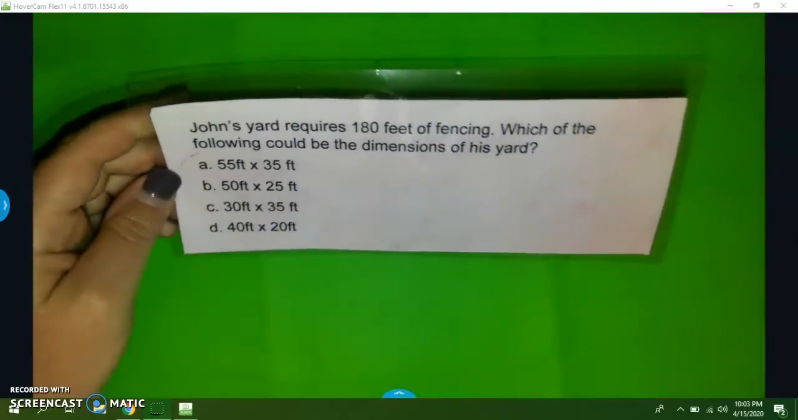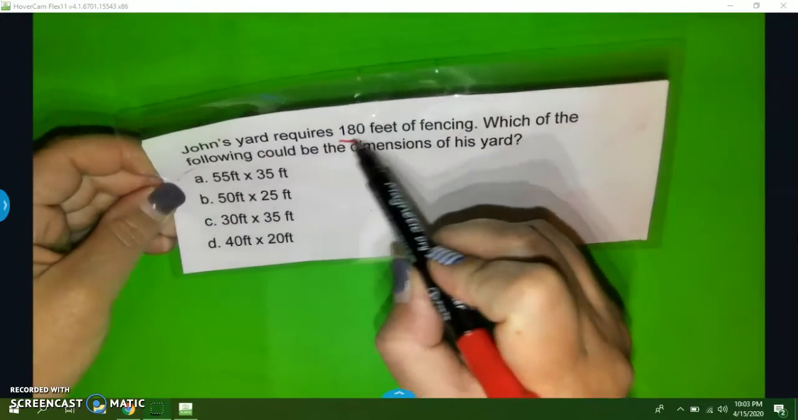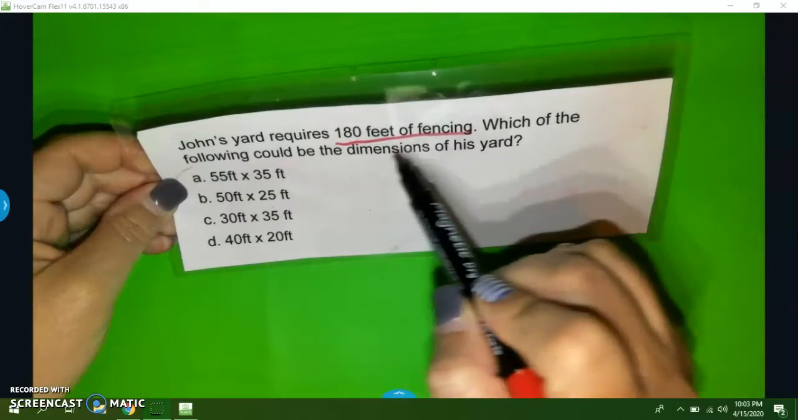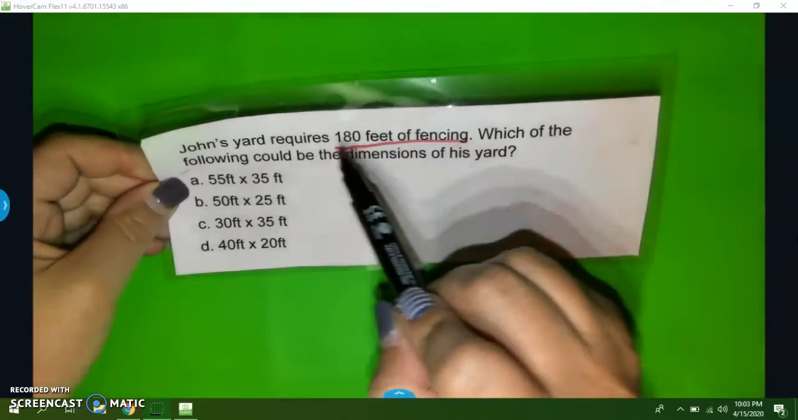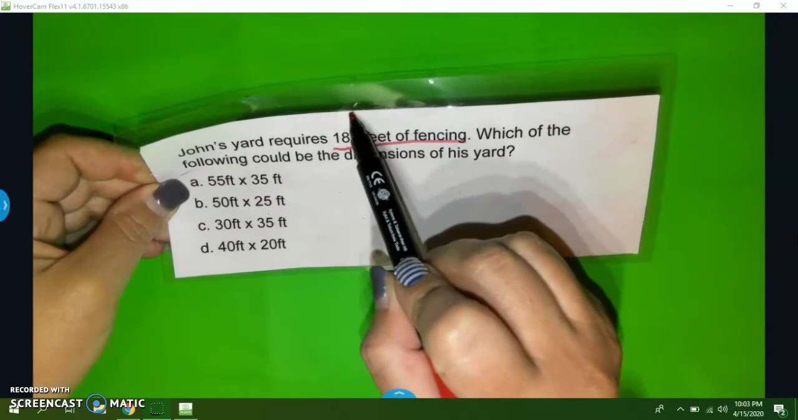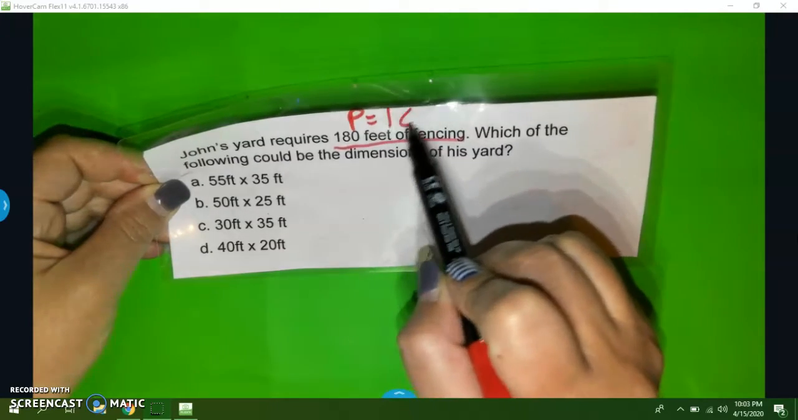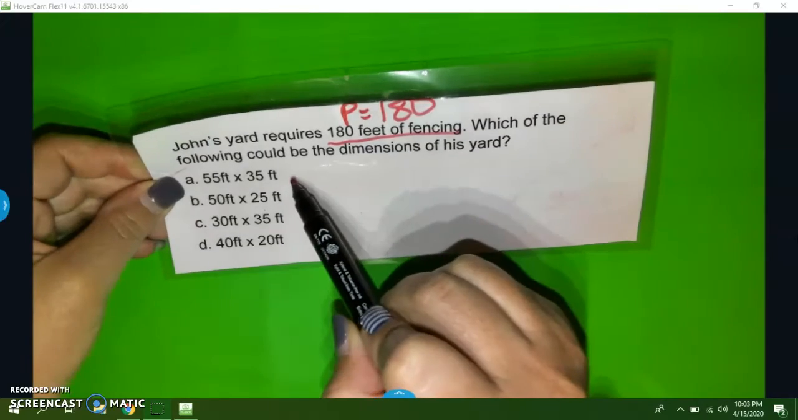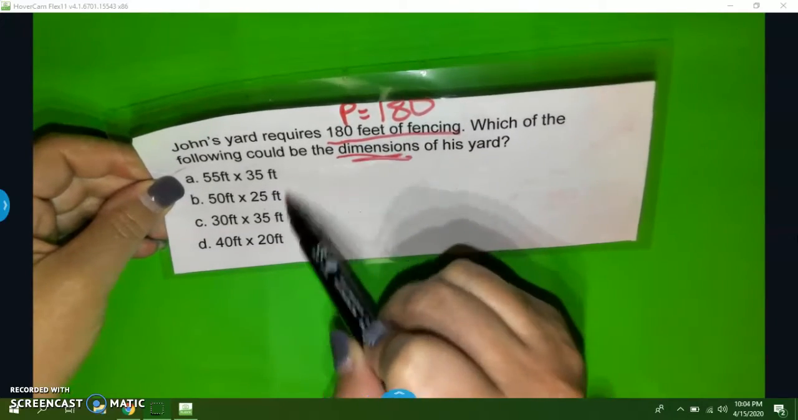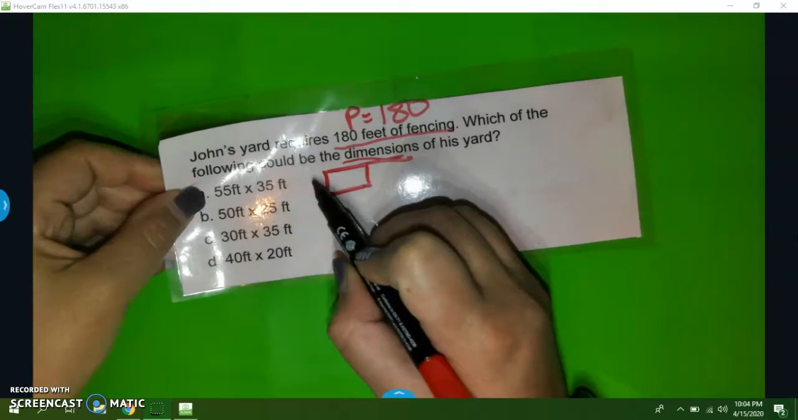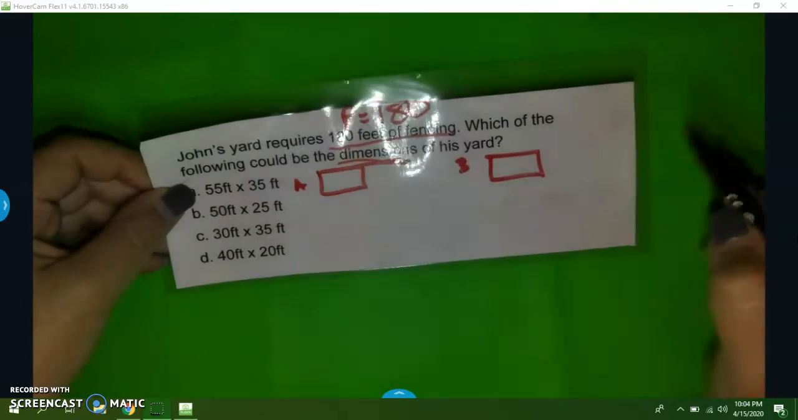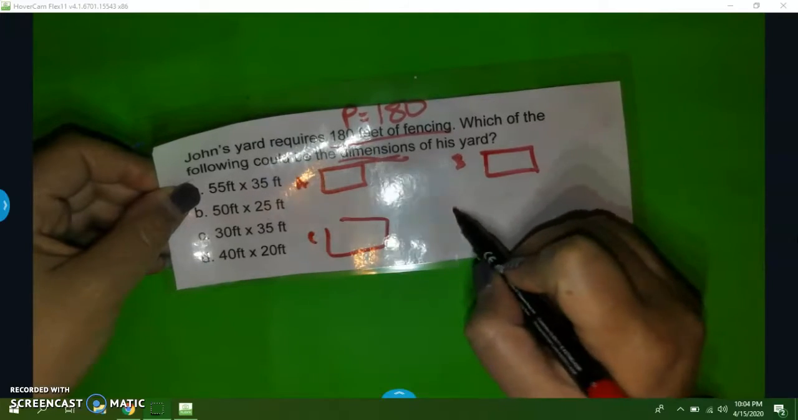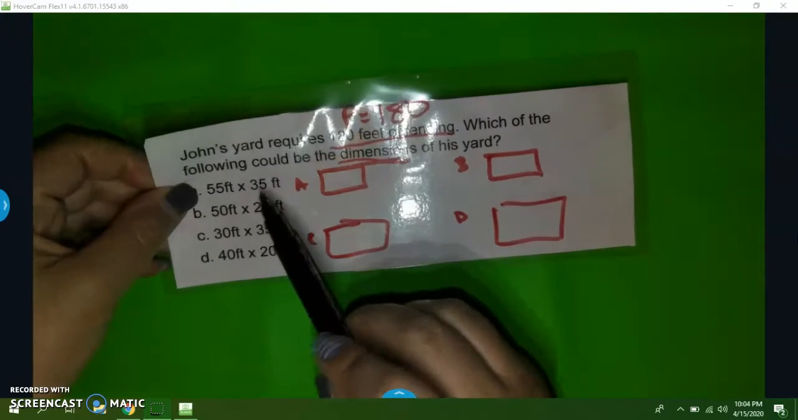Alright. Next up. John's yard requires 180 feet of fencing. Which of the following should be the dimensions of his yard? Now, this one's a little interesting. This one's kind of like a working backwards problem. We know that his fencing is 180 feet. That means that the perimeter of his yard is 180 feet. And we're saying if these are the dimensions of his yard, which one will give you the correct 180 feet of fencing? So you've got 4 rectangular yards, and you've got to label in the dimensions.